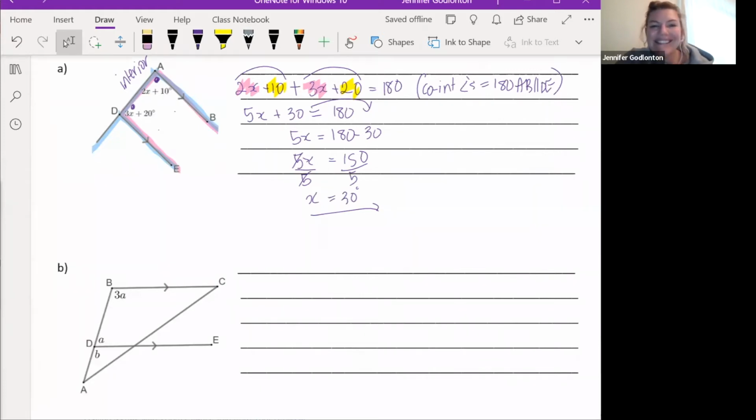No, this is exactly the same. I promise it's exactly the same. If they're co-interior angles, so if both angles are inside my parallel lines, it will always be 180 degrees. Let me see if I can find something for you while you're working this one out.